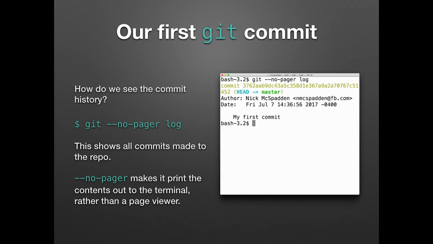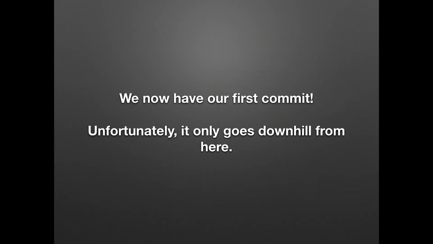What git log shows you is what the history of the project looks like. So here, we're seeing I've made my first commit. I made that on July 7th, because I clearly prepared for this very well in advance. Cool. We have our first commit. Everything goes downhill from here. It's only going to get harder.